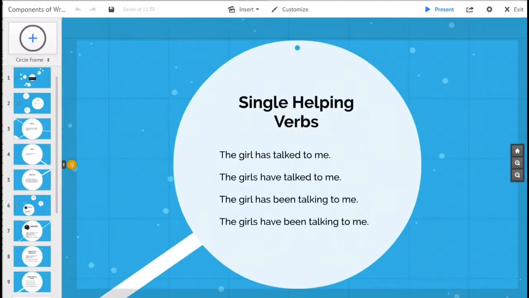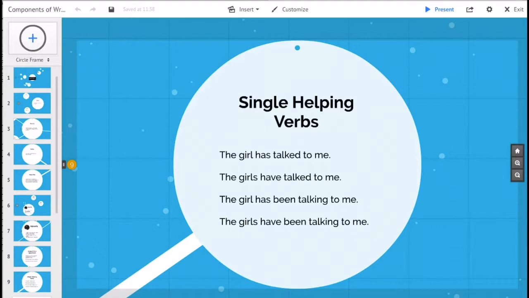Okay. So look, we have four, again really focusing on really simple sentences just to get the concept down. So we have: the girl has talked to me, the girls have talked to me. So let's look at these two. The first sentence is singular, girl and has. The girl is the noun, so no s because it's singular, and has is the singular verb form.